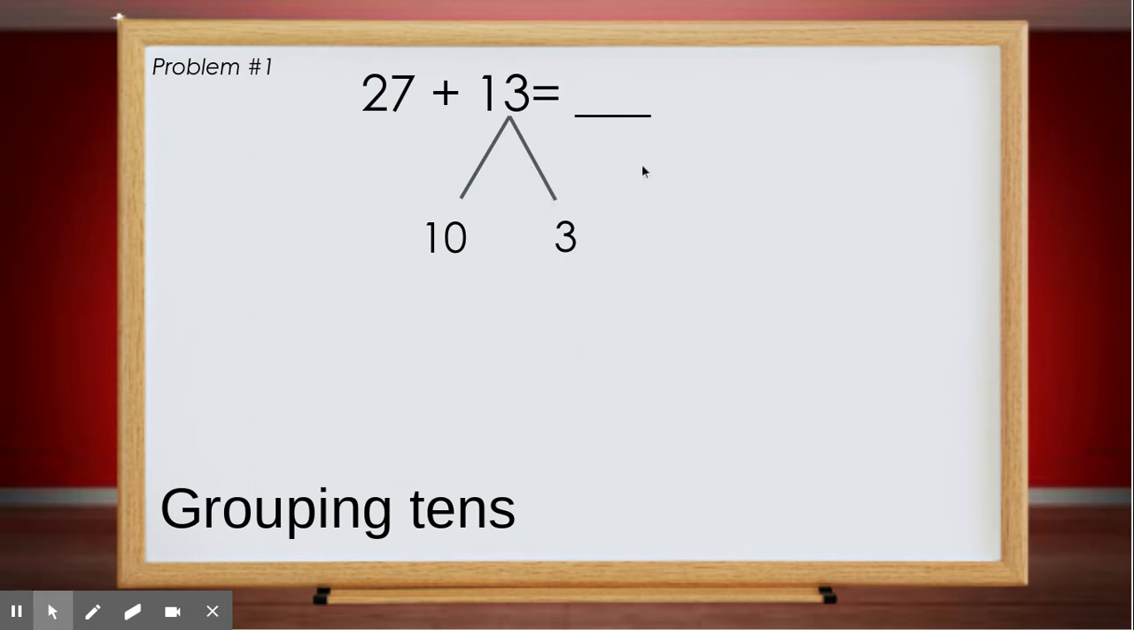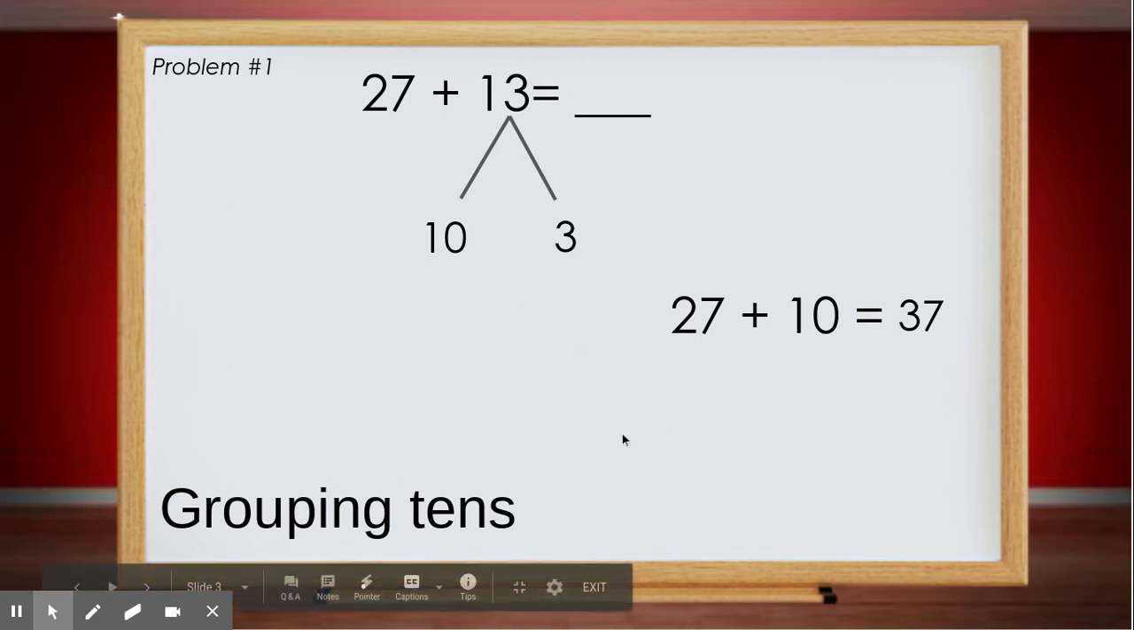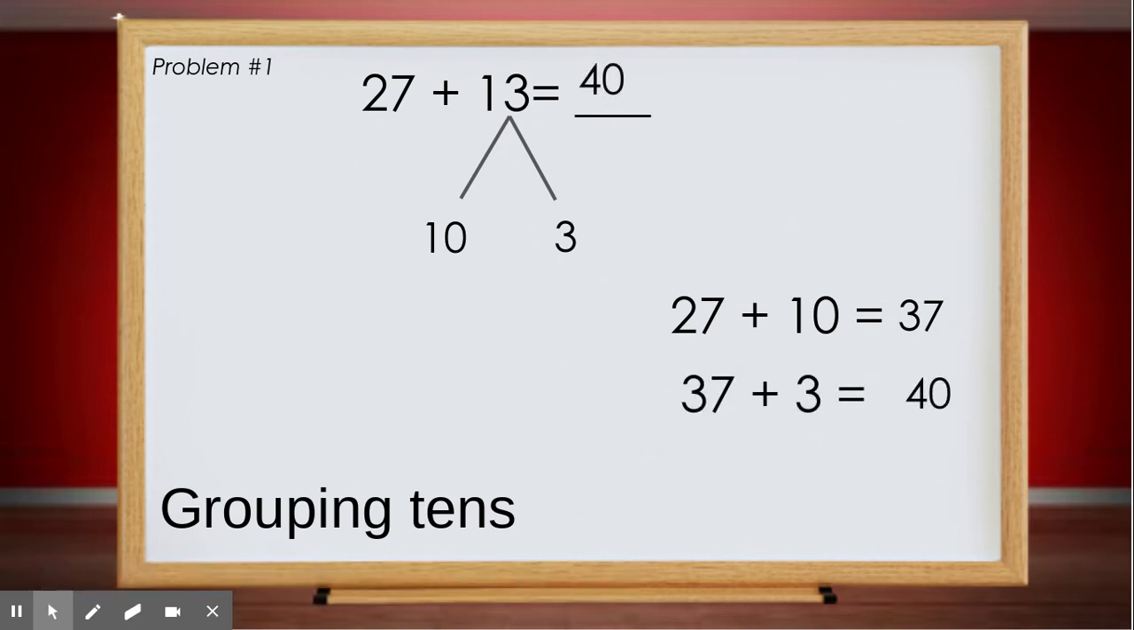Okay, so now that I have 10 and 3 for my number 13, I can group my 10 to the other number of 27, which is 27 plus 10 equals 37. After I do that, I'm going to follow my last step, which is to add 37 plus 3 equals 40. So in this strategy, the student broke the 13, the smaller number, into tens and ones in order to use the tens to add on to the other part.